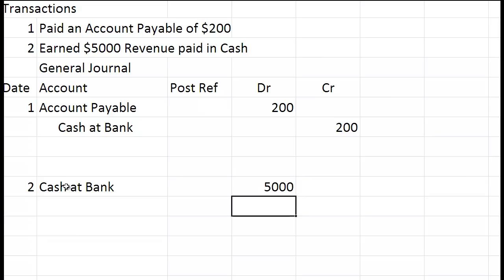And the revenue item, and the credit item is revenue, we have revenue of $5,000.